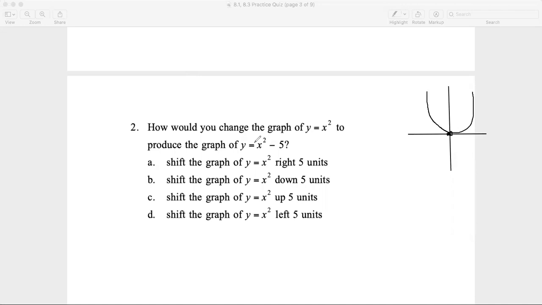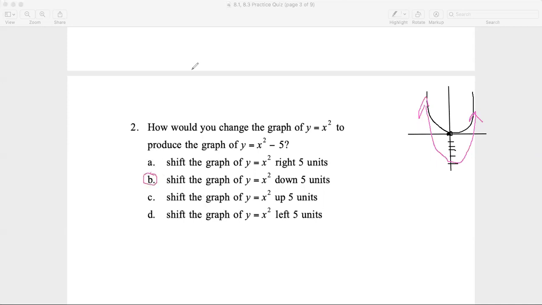Now I can see my a on the graph that's changed. My a value is still 1, so it's still facing up, but it's a minus 5. So that means it's just going to move down 5. 1, 2, 3, 4, 5. So my new graph would simply be, I'll do it in pink. It's not a stretch, it's not a shrink, okay? It's just moved down 5.